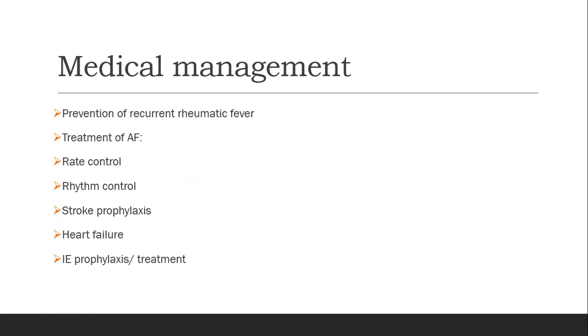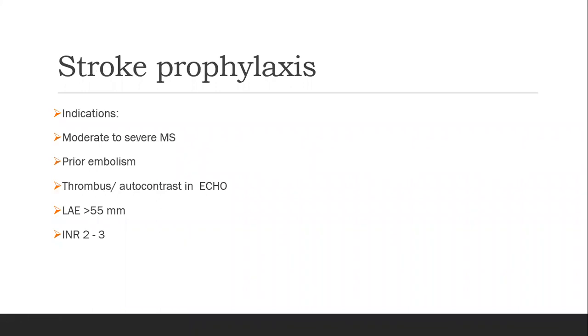The third complication is infective endocarditis. I told you the valve is under severe stress. So the question comes whether you have to give prophylactic infective endocarditis treatment. Prophylaxis is not needed. If infective endocarditis occurs, we have to treat. Okay. So stroke prophylaxis, what I told you, you have to give anticoagulation.